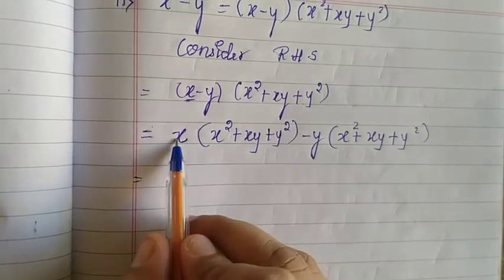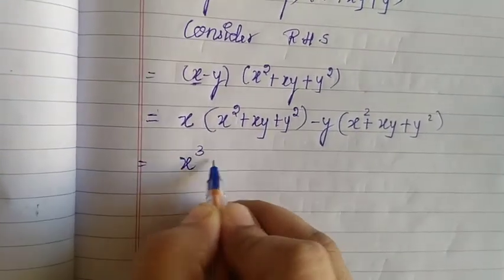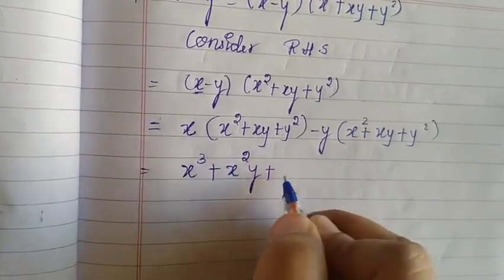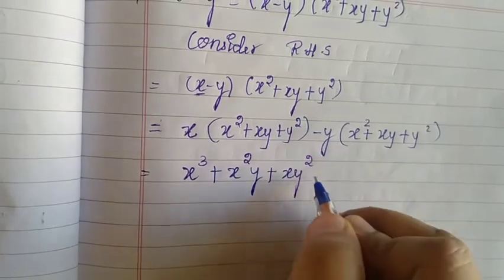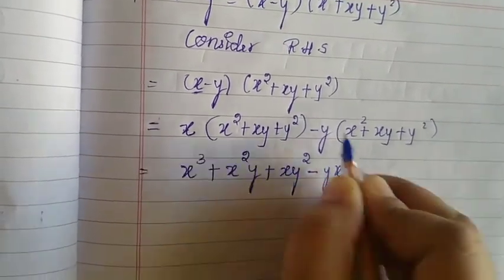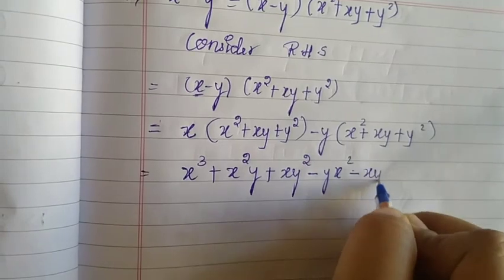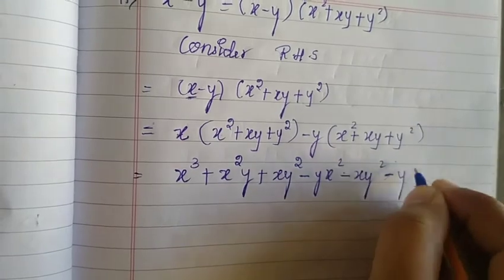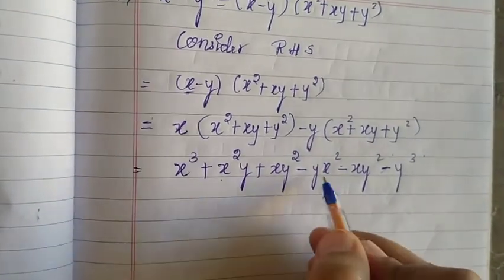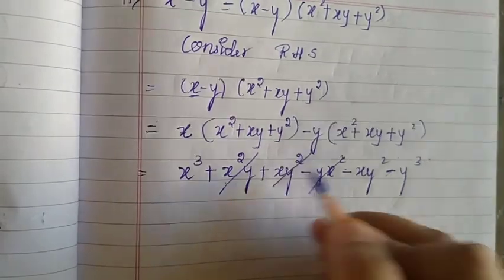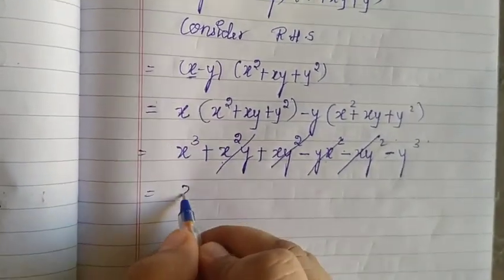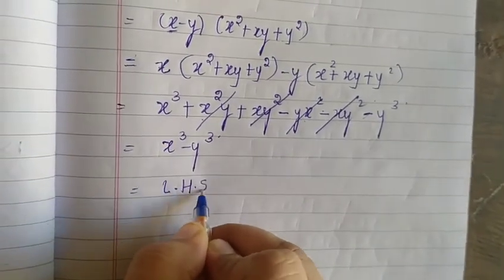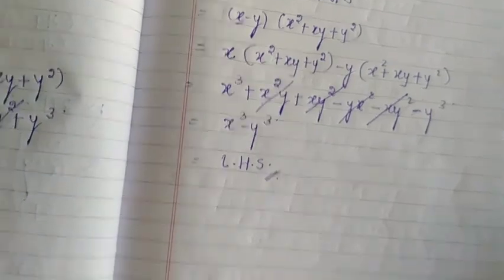So this will be equal to, just multiply this, x into x square is x cube, plus x into xy is nothing but x square y, plus x into y square is nothing but xy square. So minus yx square, then minus into plus is minus xy square, and minus into plus is nothing but minus y cube. So here also the same thing, x square y will get cancelled, xy square will get cancelled. So what is remaining? x cube minus y cube. So this is your left hand side of this question. So this is the proof.